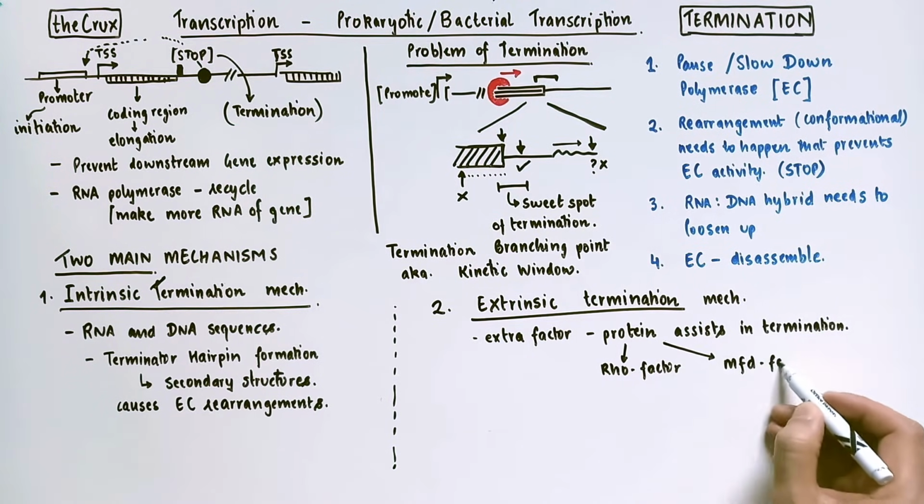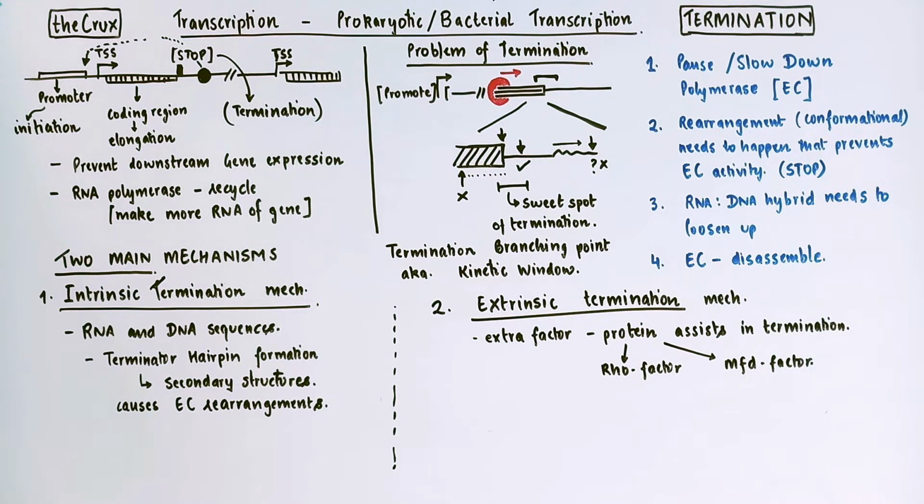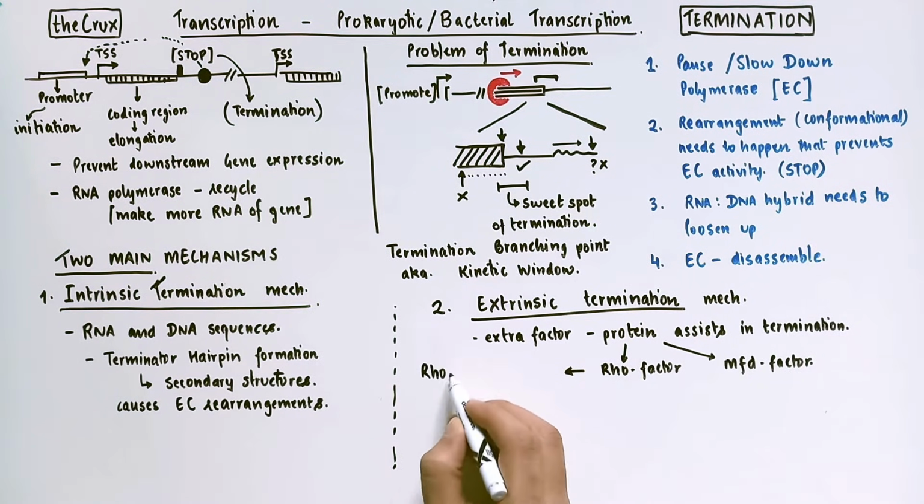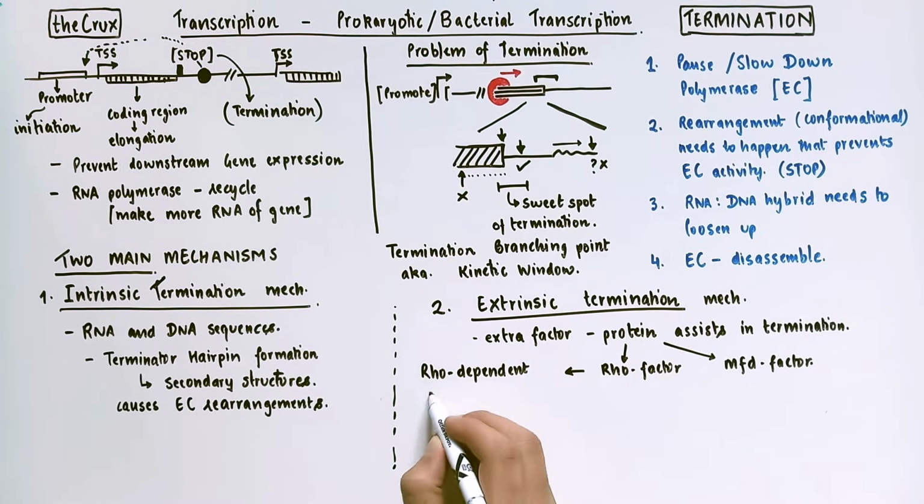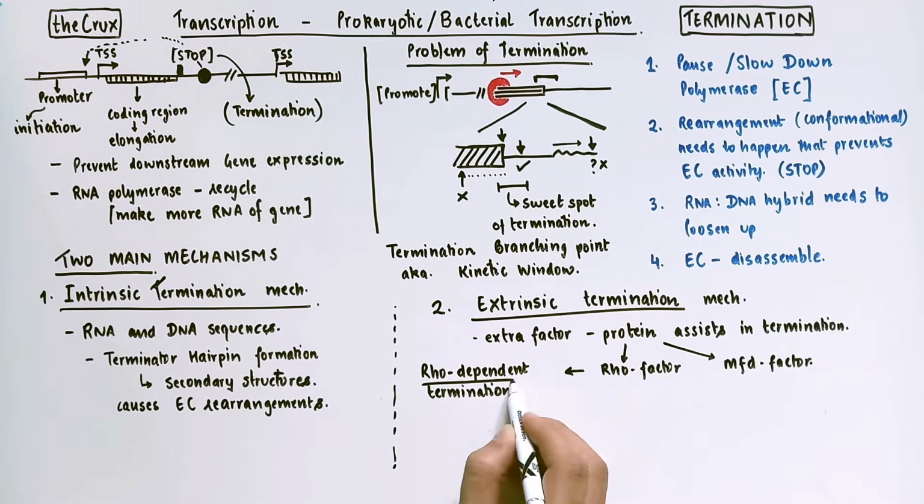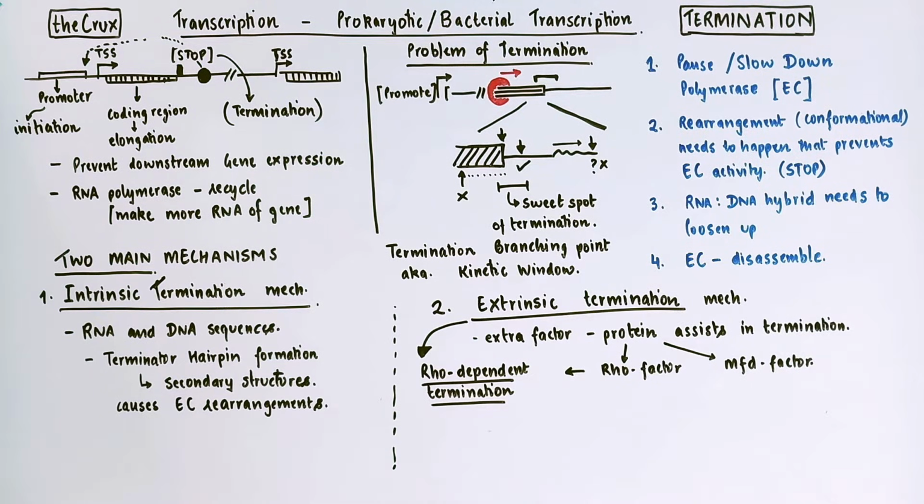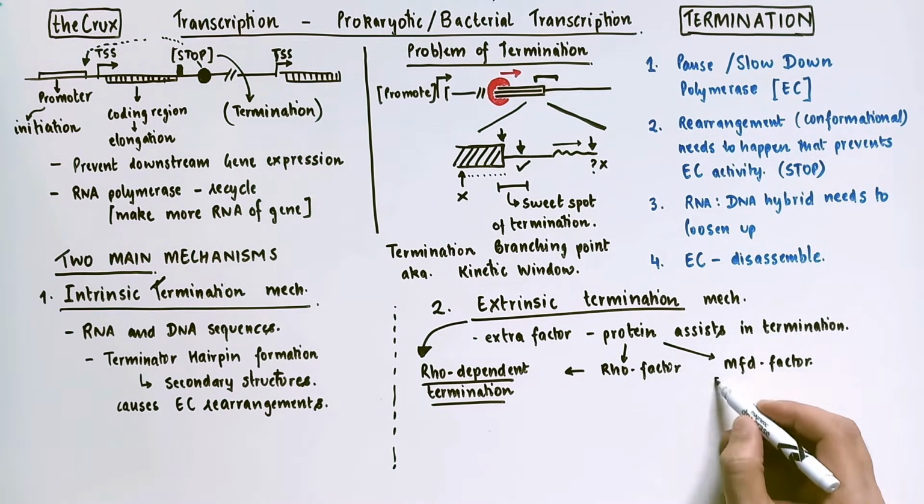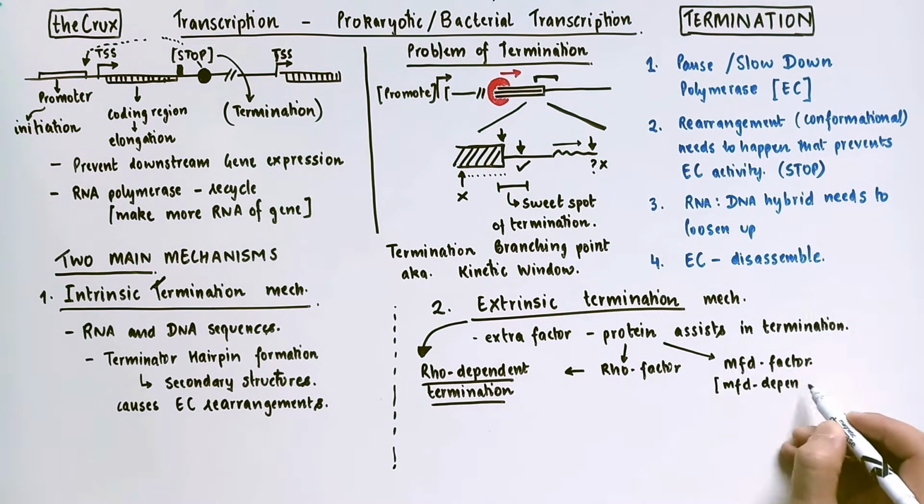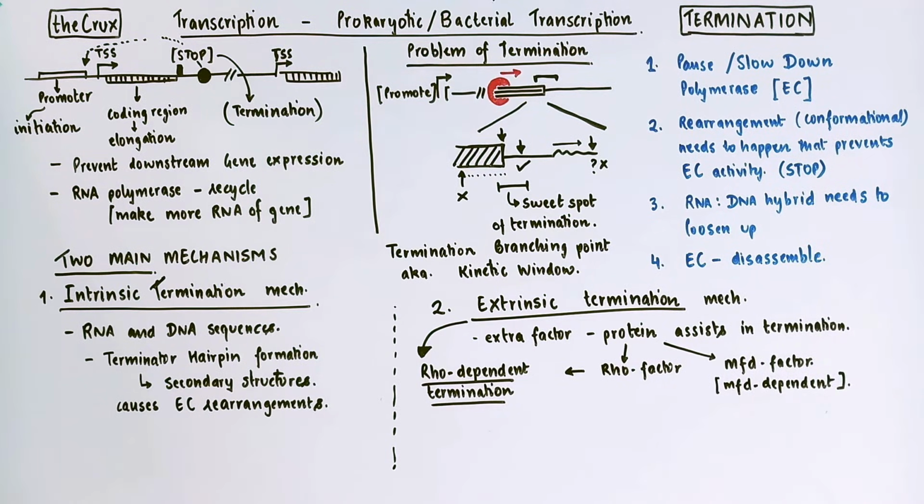Sometimes the extra factor can be the Mfd protein. But Rho factor is more commonly studied as the extrinsic mechanism. And sometimes, for that reason, we also call this mechanism a Rho-dependent termination mechanism. But if we were talking about Mfd, we would call it an Mfd-dependent termination mechanism. So we'll just simply restrict our extrinsic mechanism to Rho-dependent termination mechanism.